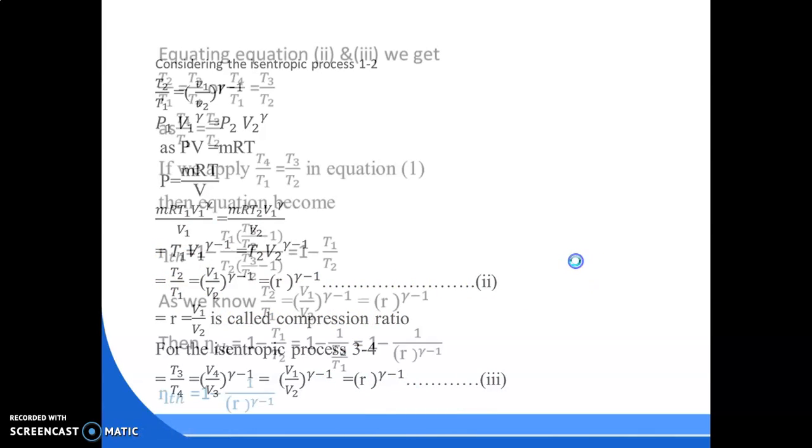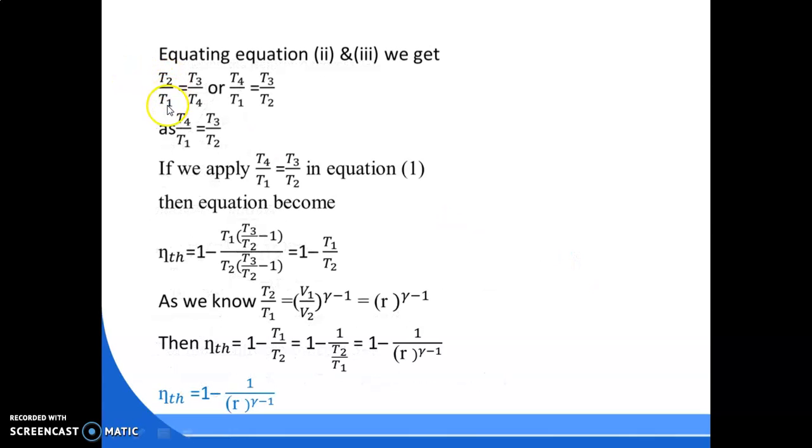So the left hand side of the equation will be equal, then T2 by T1 is equal to T3 by T4, or we can say that T4 by T1 is equal to T3 by T2. Okay, I can arrange it also. All these two values are equal. So T4 by T1 is equal to T3 by T2, then T2 by T1 is equal to T3 by T4, or you can say that T4 by T1 is equal to T3 by T2.